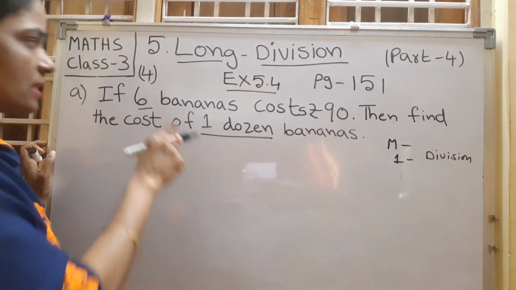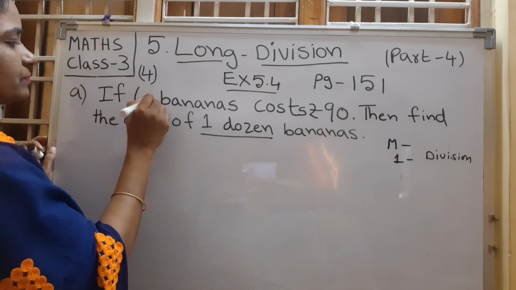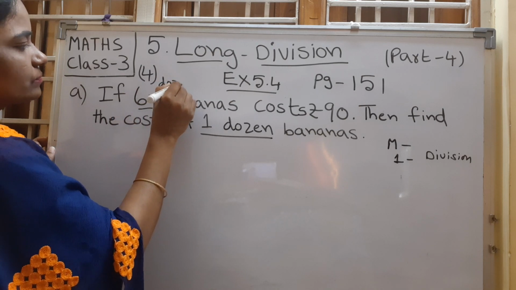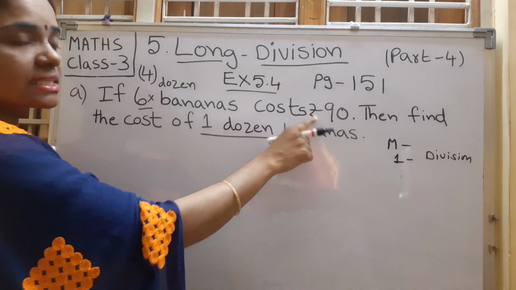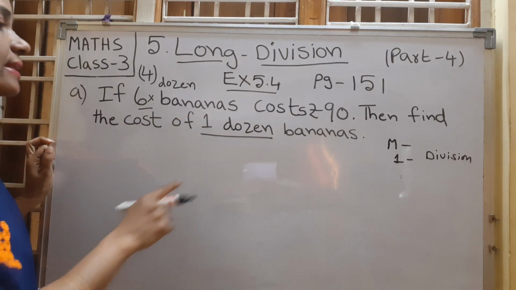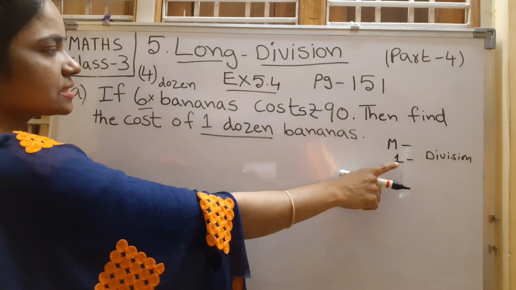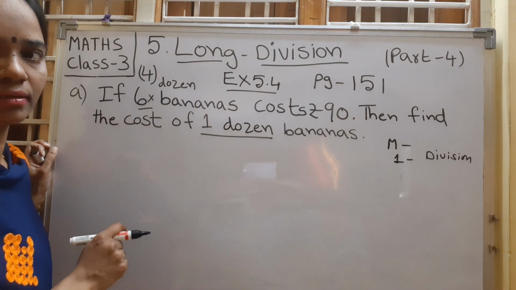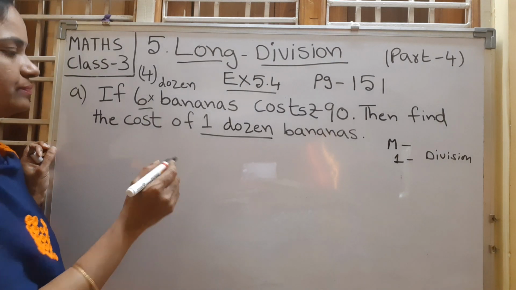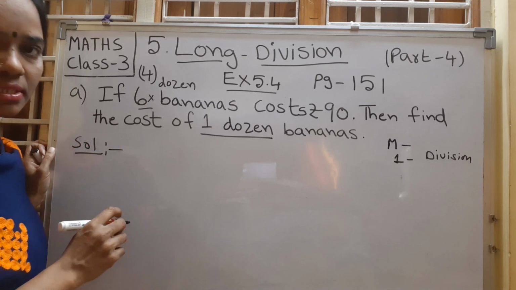Yes or no? 6 dozen bananas. If 6 dozen bananas cost is 90 rupees, then find the cost of 1 dozen bananas. So the cost of 6 dozen bananas is 90 rupees. We have to find the cost of 1 dozen. Okay, children? Solution. So we have to take the division.